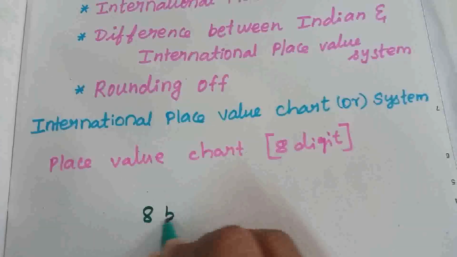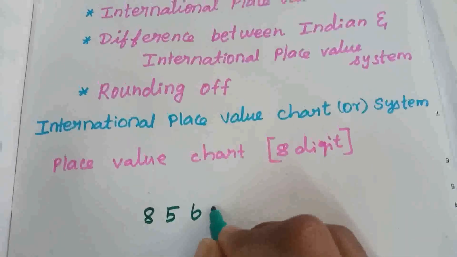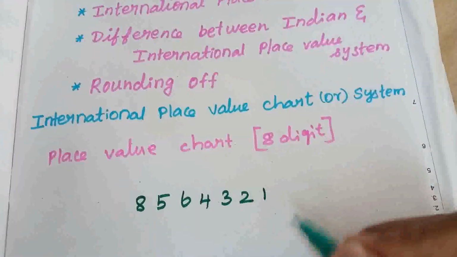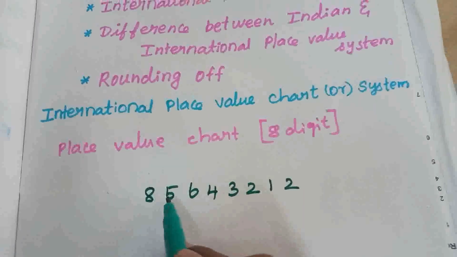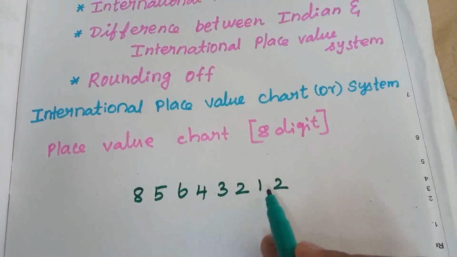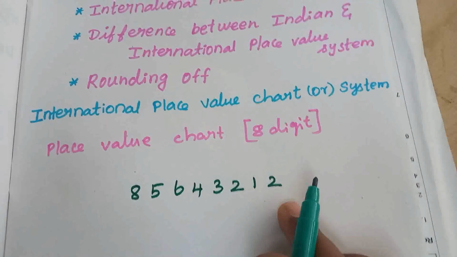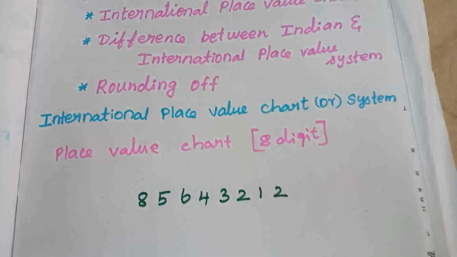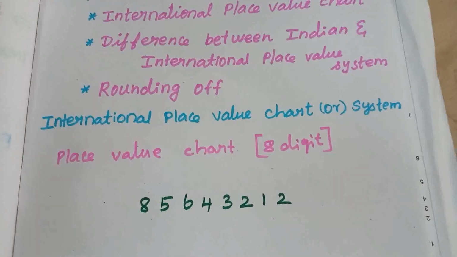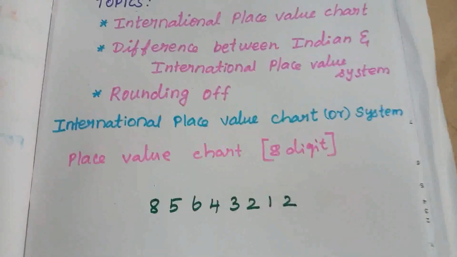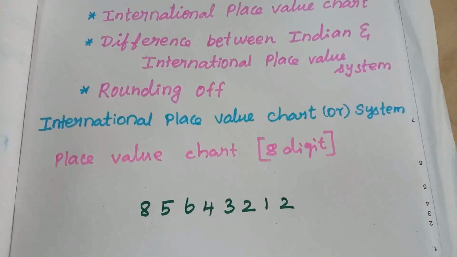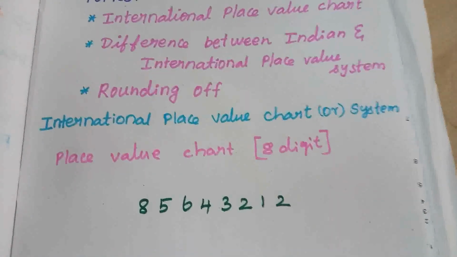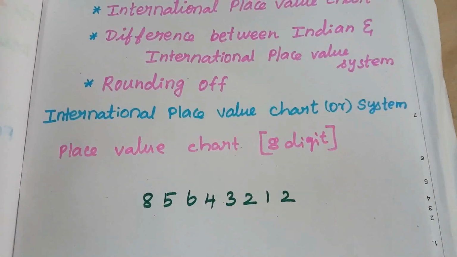8, 5, 6, 4, 3, 2, 1, 2. Positions 1, 2, 3, 4, 5, 6, 7, 8. So this is an example of an 8-digit number. I already told you, whenever you see some numbers, you have to write the places with caps. But in the international place value system we have some changes in the places also.